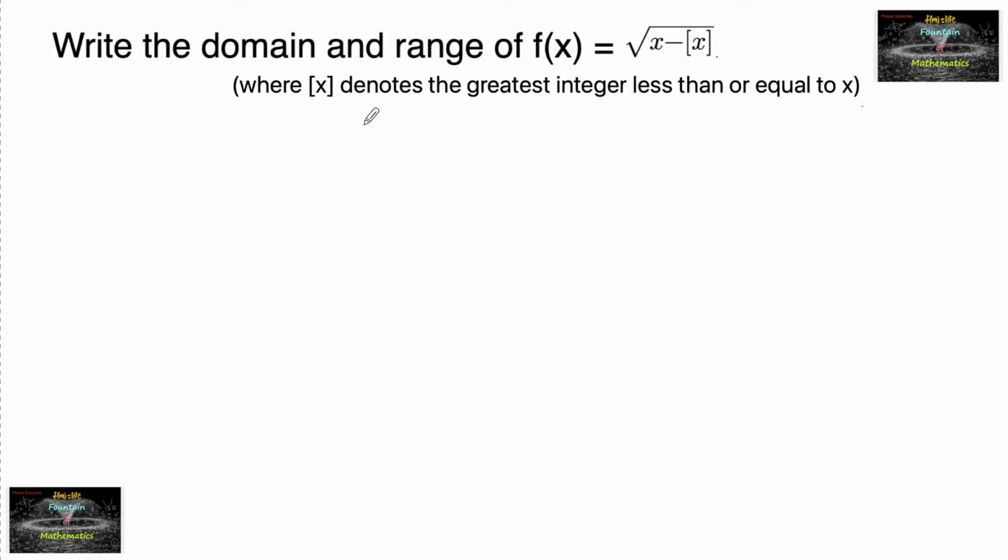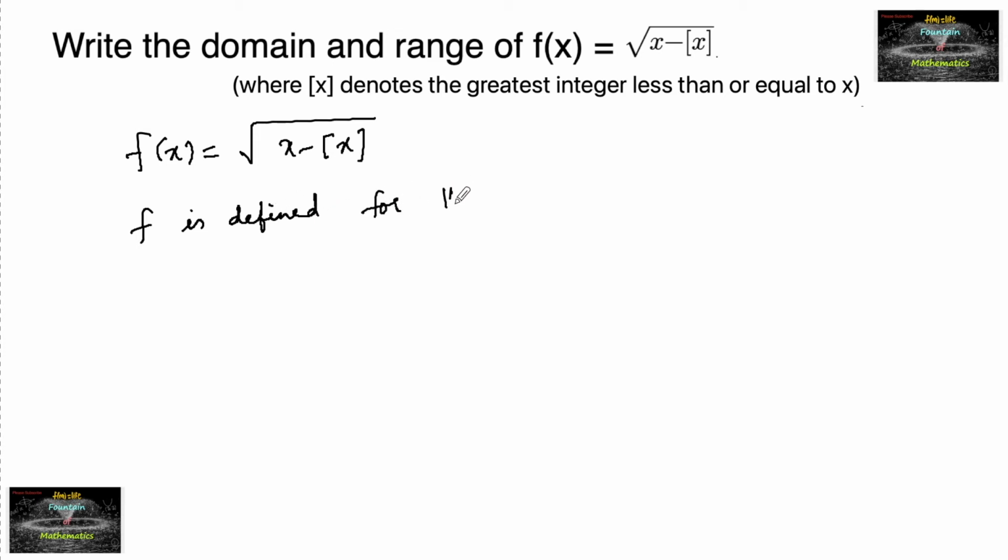Write the domain and range of f of x is equal to square root of x minus step x, the greatest integer less than or equal to x, square brackets of x. And this function f is defined for the values of x in which the value under root, that is x minus step x, must be greater than or equal to 0.